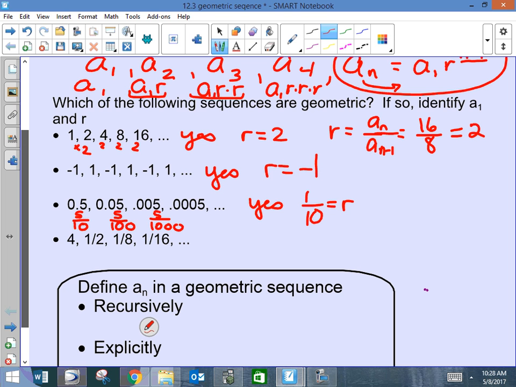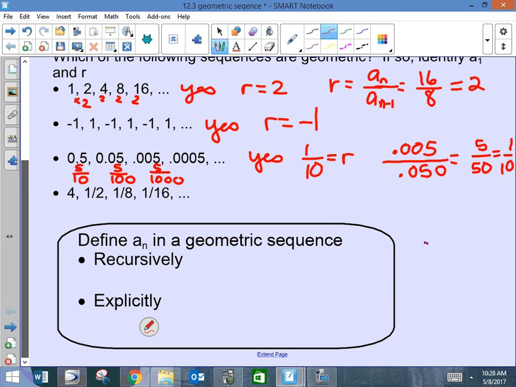So if you're having trouble, I usually don't do the first, I usually go in the middle, but if you take 0.005 over 0.05, okay, we move the decimal, we get 5 over 50, simplify, we get 1/10. You have to do that more than once to check that it's a geometric sequence, but once you have a number to work with, you can say, oh yeah, that's 1/10.